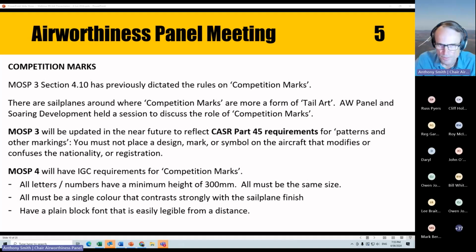MOSP 3 is going to be worried about the CASR requirements. MOSP 4 is going to be worried about competitions. If you're not going to be involved in the national level competitions or competitions full stop, you can have whatever you want on the tailplane in terms of artistic license. However, don't get upset when the scrutineers come past if you're trying to get into the nationals or hire your aircraft out at a Worlds event. If they start coming down with, here are the rules, why don't you comply?